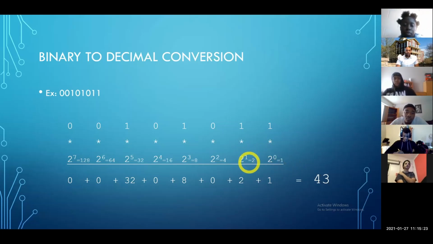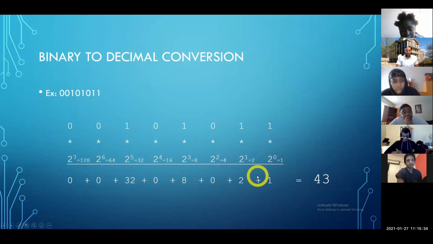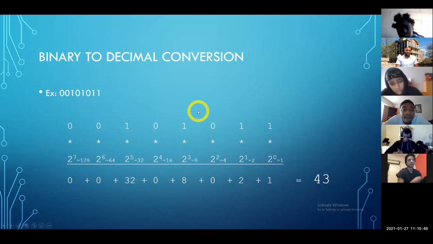Anything to the power of 1 is itself. 2 squared is 4. 2 cubed is 8. 2 to the power of 4 is 16, and so on. You basically just bring those numbers down. If it's a 1, you leave it. If it's a 0, then you add it all up. All right? Make sure you're paying attention because this is what we'll do in the lab and the assignment.